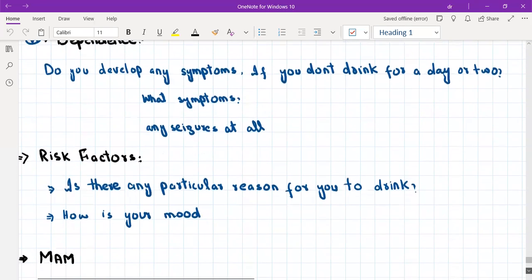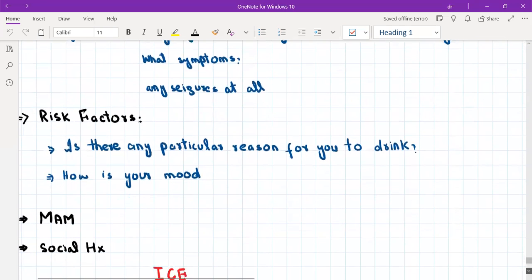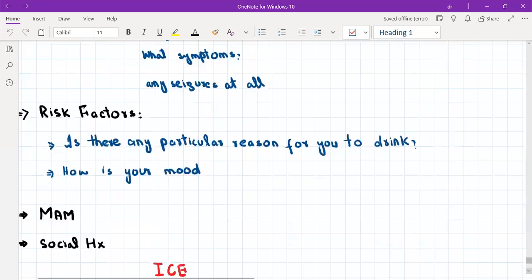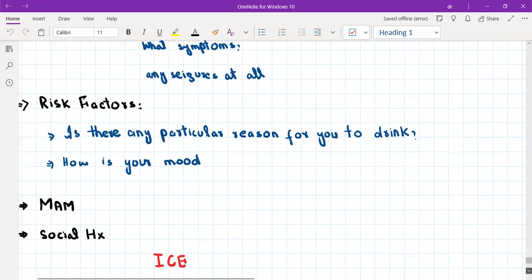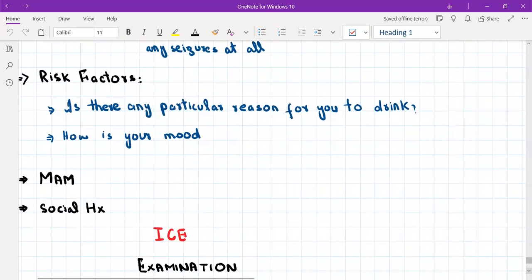Risk factors. Now you need to find out the risk factors, why the person has been drinking this amount of alcohol in the first place. You'll ask, is there any particular reason for you to drink? Any particular reason that has been pushing you to drink more and more? And how is your mood? You need to find out whether the person is depressed or not, because sometimes people with low mood resort to drugs to numb their senses and not feel anything. So you need to find out whether the person has any mood problem.